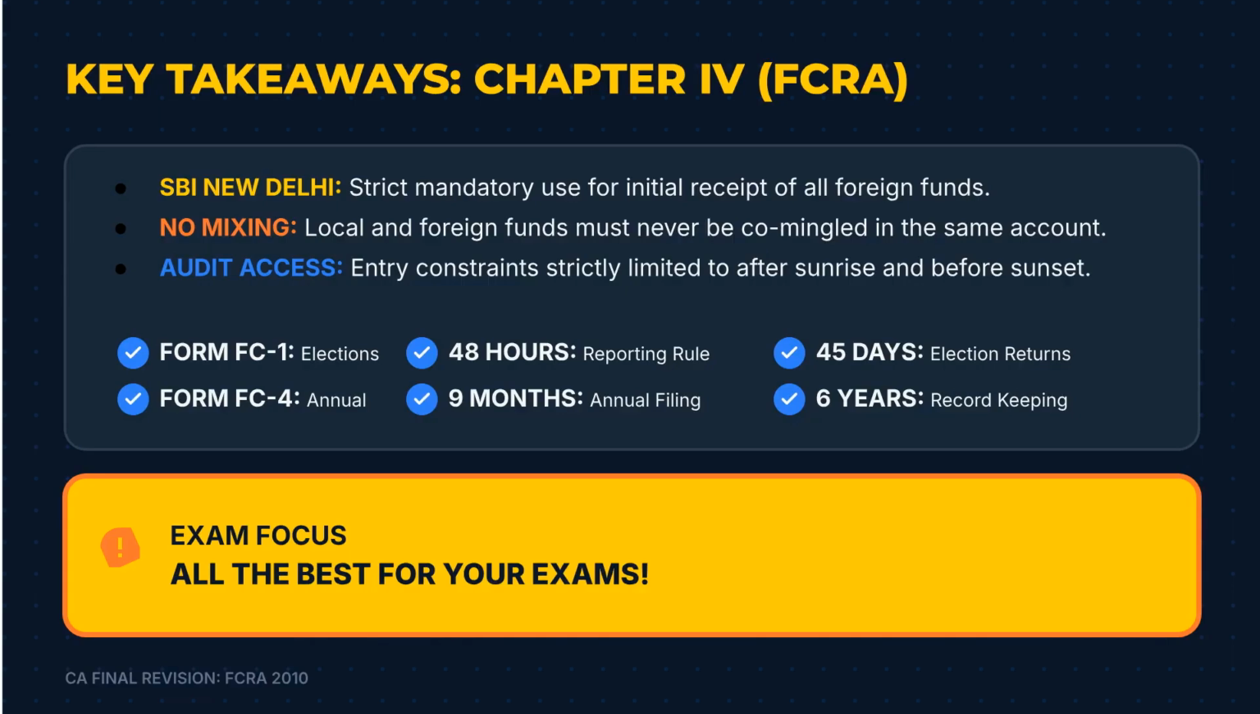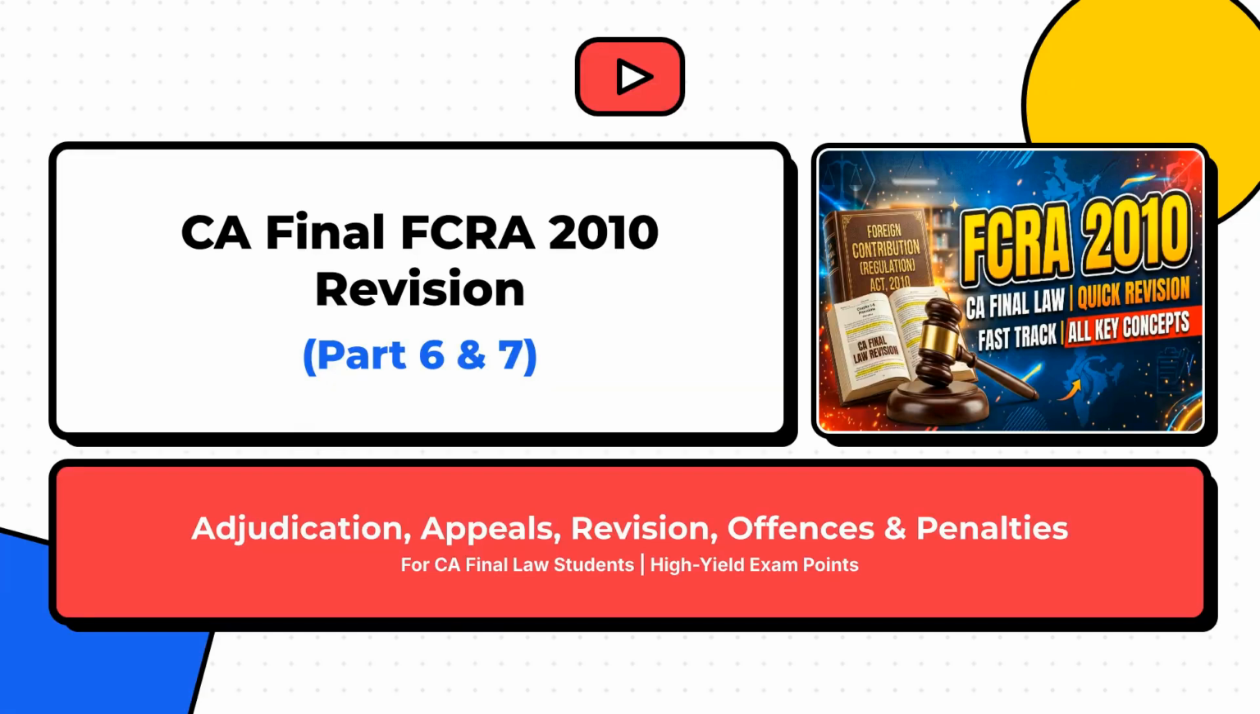If you remember these timelines, forms, and compliance principles, you will have mastered the most examinable aspects of Chapter 4 under the FCRA 2010. Welcome to Parts 6 and 7 of our FCRA 2010 revision series. In this session, we move into the enforcement side of the law. Until now, we have focused on registration, reporting, banking procedures, and compliance requirements. Here, we will study what happens when those provisions are violated.